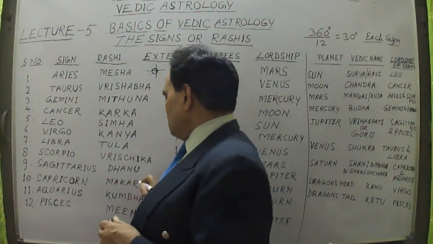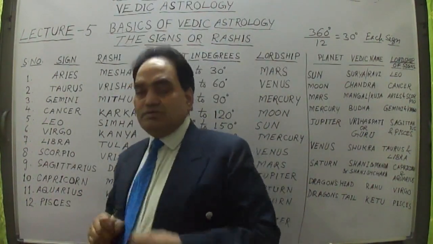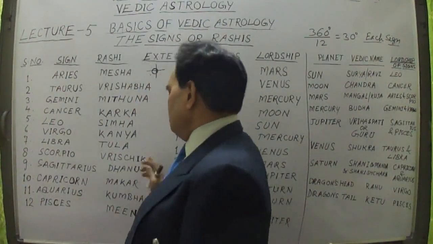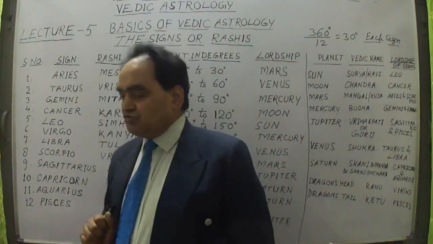Okay, so Makar, we can write not Makara but Makar. It is M-A-K-A-R, or M-A-K-A-R-A, we can write, no problem. So Makar. So these are the 12 signs or 12 Rasis.